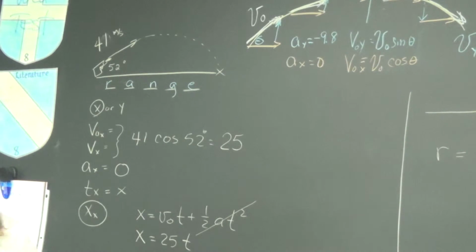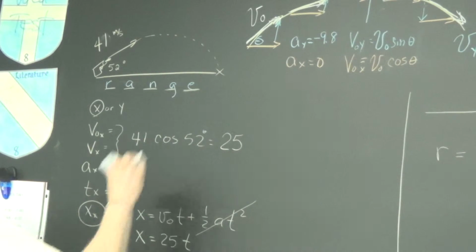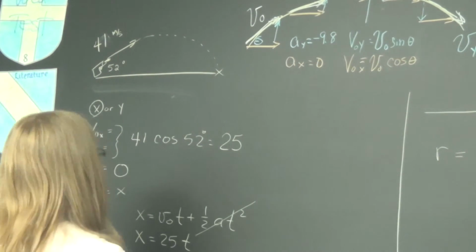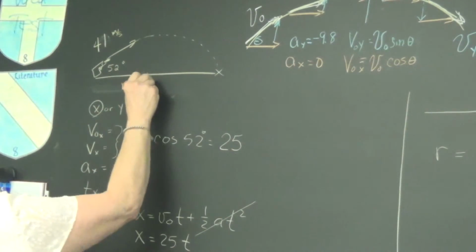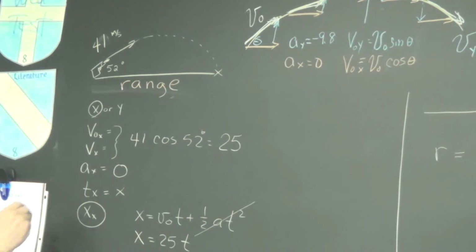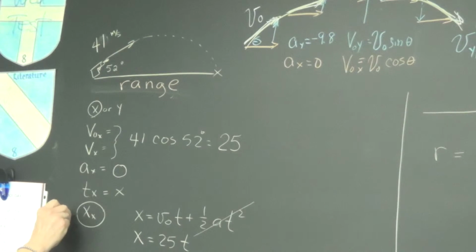I'll switch to orange, just to keep my color coding, since I did x in orange. All right, so we'll call this the range. In our formula, this is the range, the distance in x. So that's what that means.